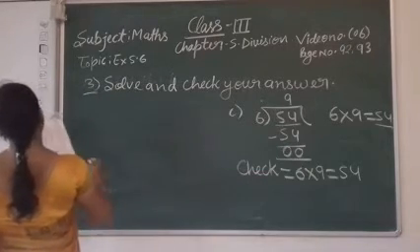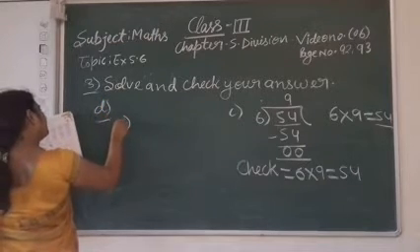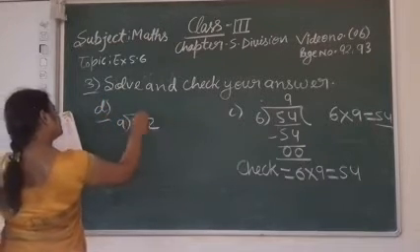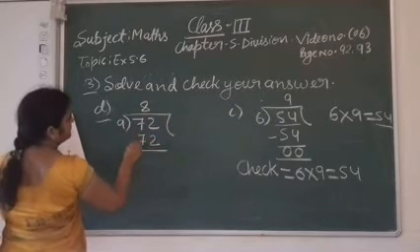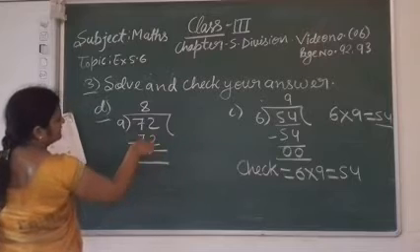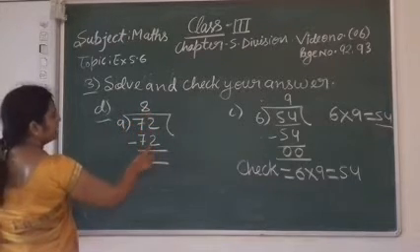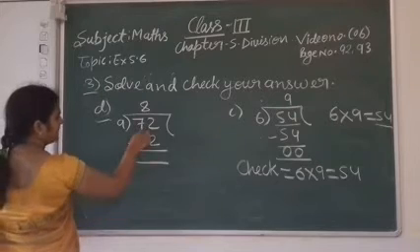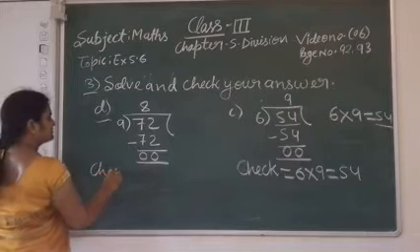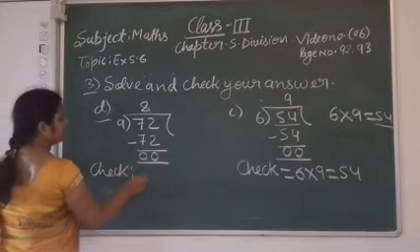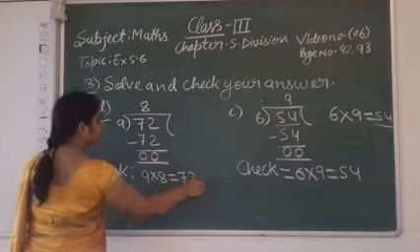D part is 72 divided by 8. 9 8s are 72. Divide: 9 8s are 72, write 9 as a quotient, and 72 minus 72 is 0. Now you check: 9 into 8 is equal to 72.